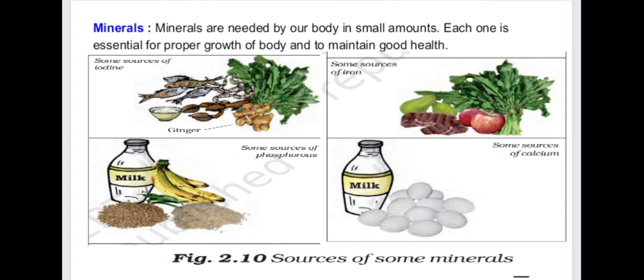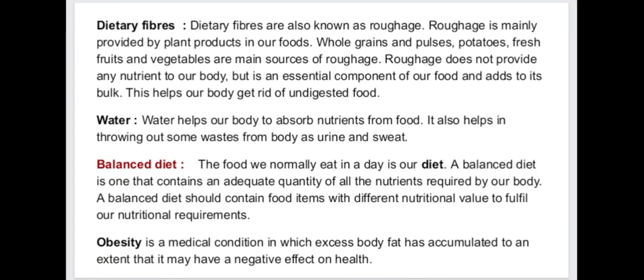And the last ones, after all these nutrients, are dietary fiber and water. Dietary fiber is also known as roughage. Roughage is mainly provided by plant products in our food. Whole grain and pulses, potatoes, fresh fruits and vegetables are main sources of roughage. Roughage does not provide any nutrient to our body but is an essential component of our food and adds to its bulk. This helps our body to get rid of undigested food.